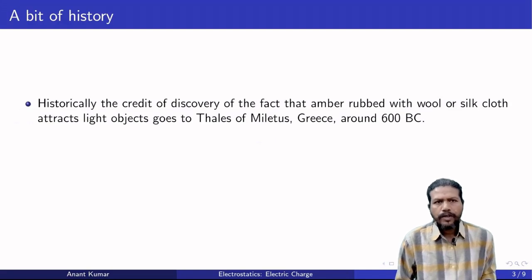Now if we look at a bit of history, historically the credit of discovery of the fact that amber rubbed with wool or silk cloth attracts light objects goes to Thales of Miletus, in Greece, around 600 BC.